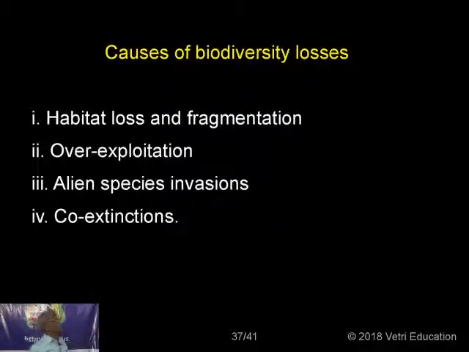Causes of biodiversity losses: habitat loss and fragmentation, overexploitation, alien species invasions, and coextinctions. So these are some of the causes for the biodiversity loss. Why is biodiversity getting vanished? These are some of the reasons.